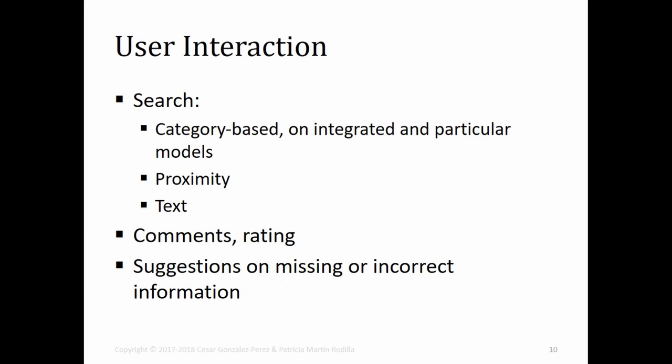Thank you. What can the users do? Basically, we implemented flexible search features in the mobile application, so people could find any archaeological element either around themselves or within a specific area or of a specific category, or just by looking for a text. If you know the name of a place, you can just type it in and the system will give it to you.